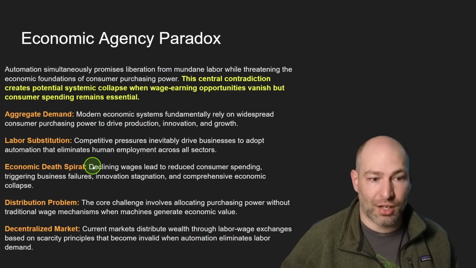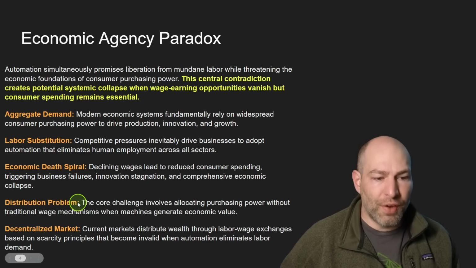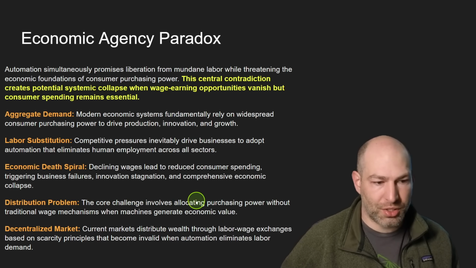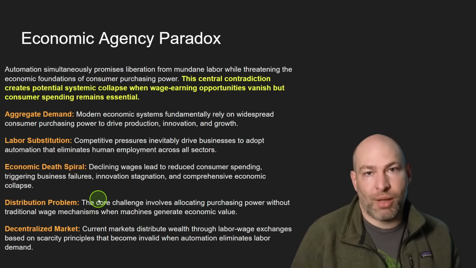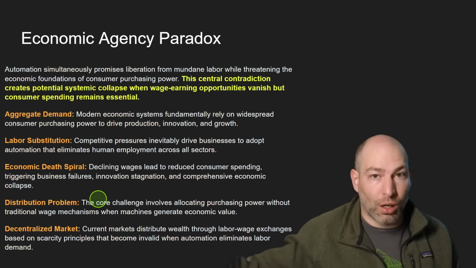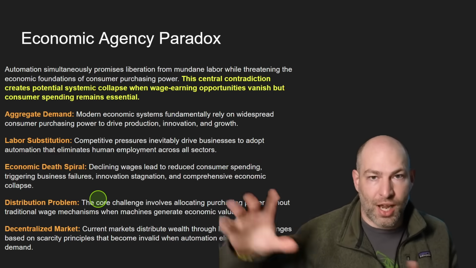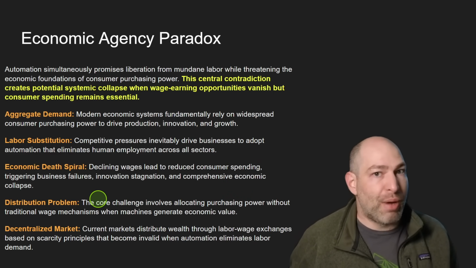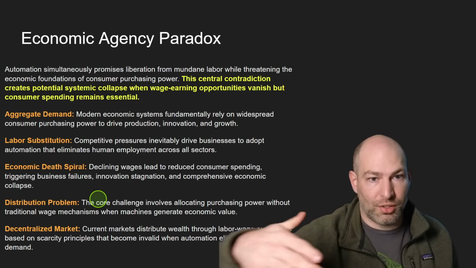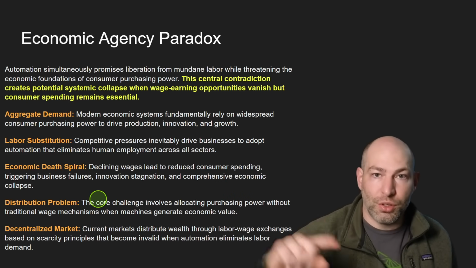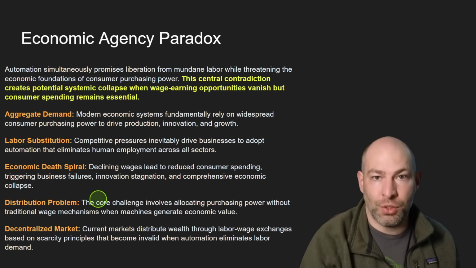That would be catastrophic. The fundamental problem is distribution. The core challenge involves allocating purchasing power without traditional wage mechanisms when machines generate economic value. Right now, the primary distribution mechanism is you find work. So like the decentralized, distributed social hive mind of humanity, you're trying to find work. So there's the labor market. So there's supply and demand of labor. So you find the most valuable job that you can do.